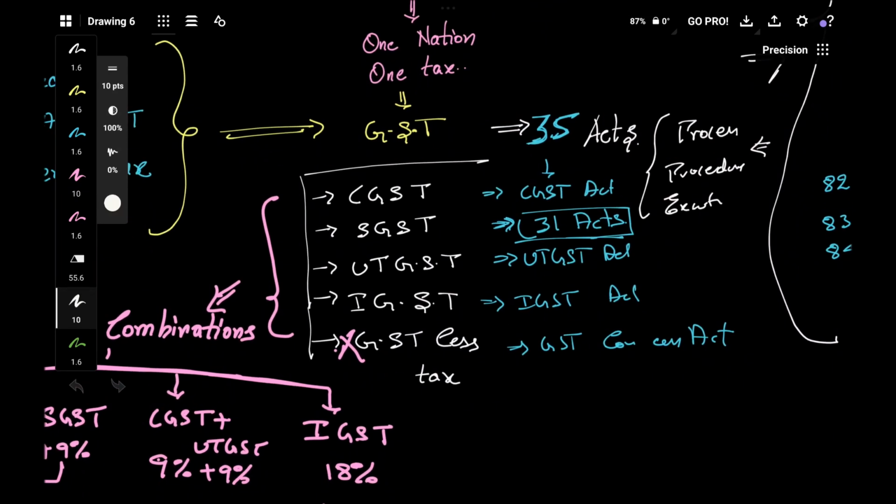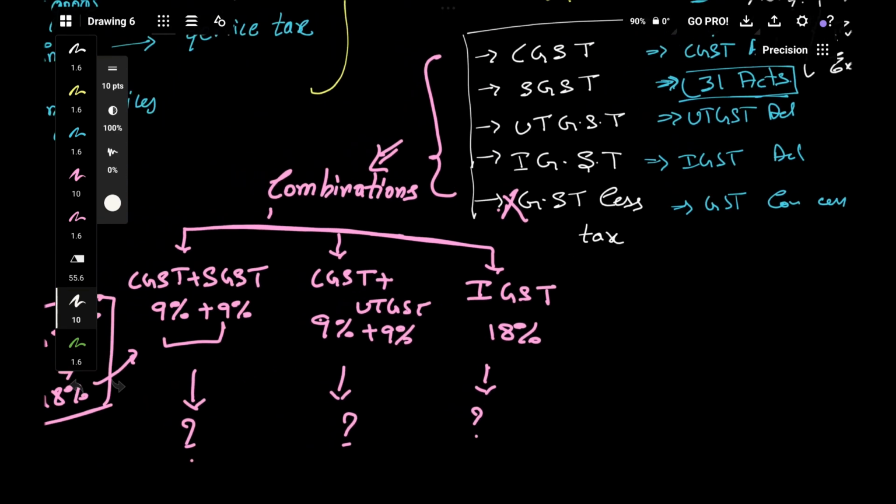GST isn't one tax, actually there are different types of GSTs. There is CGST, SGST, UTGST, IGST and GST compensation. So basically there are 5 types of GSTs, and to levy these five types of GSTs, 35 acts have been passed through Parliament and assemblies. Through Parliament, CGST, UTGST, IGST and GST compensation have been passed. Through different state assemblies, 31 SGST acts have been passed. Every state has their own act passed by their own assembly. This is how they have come into existence.